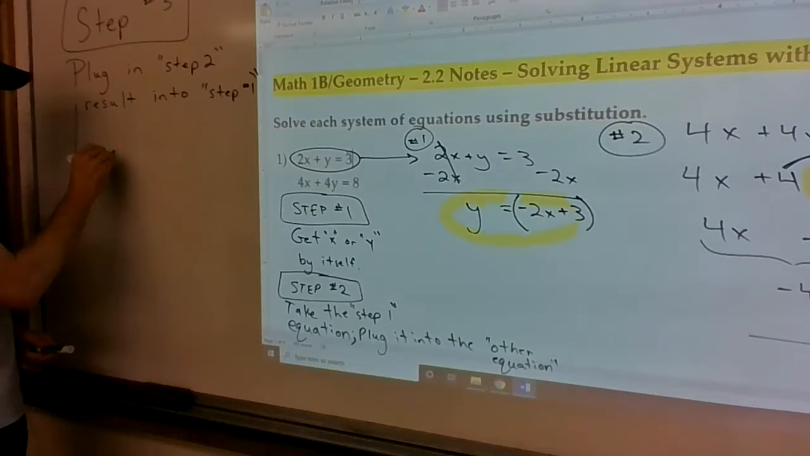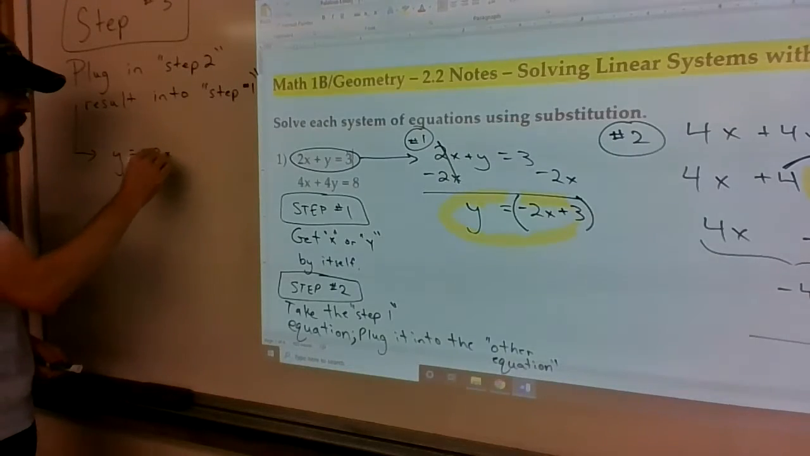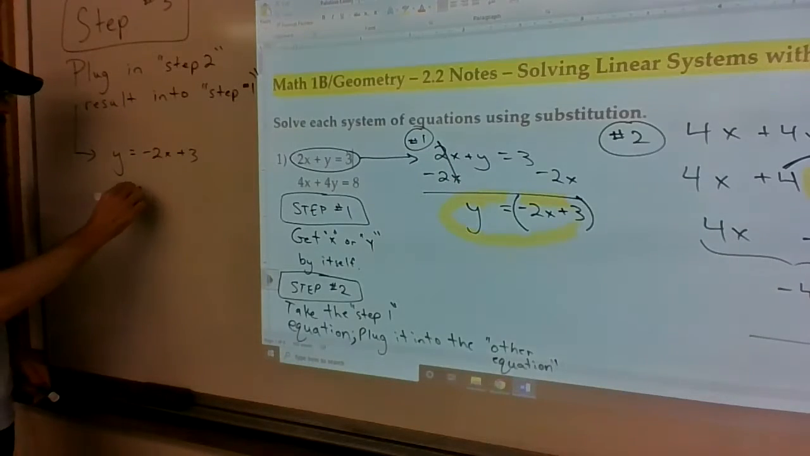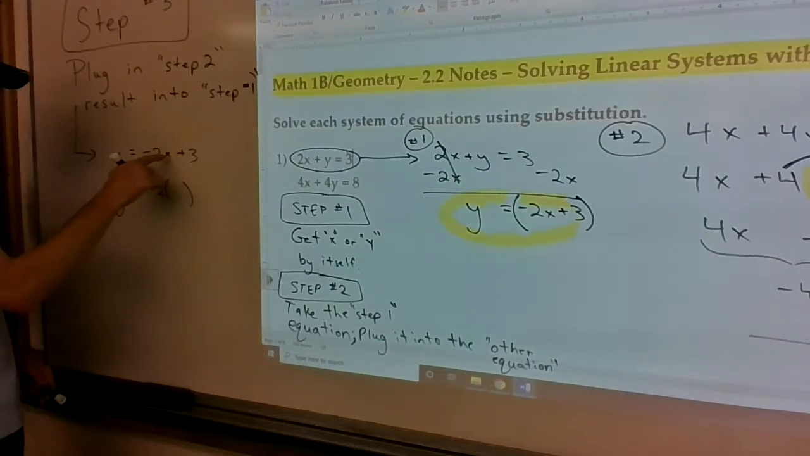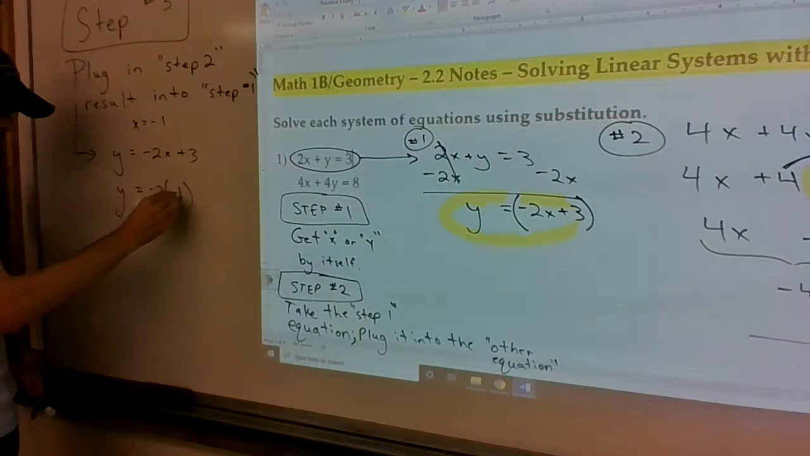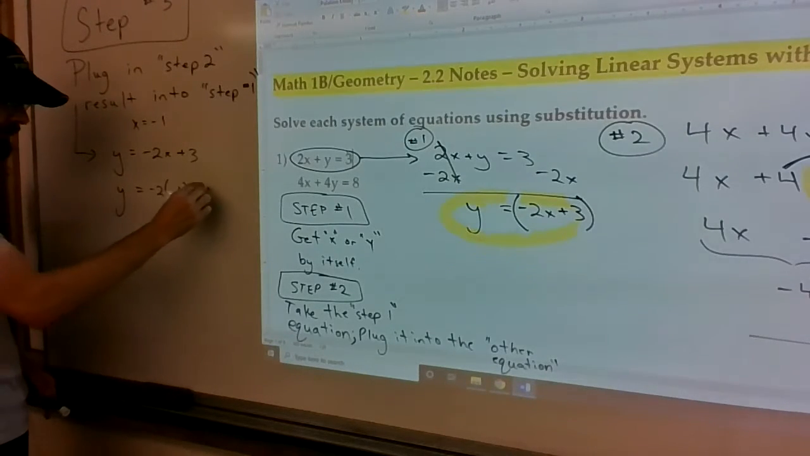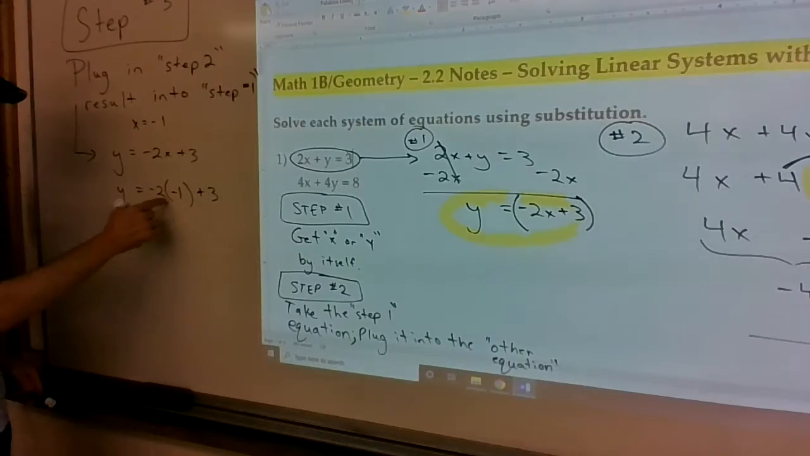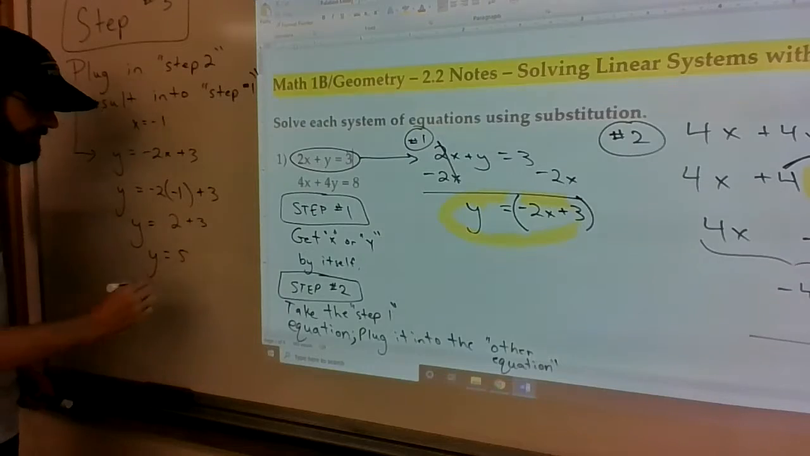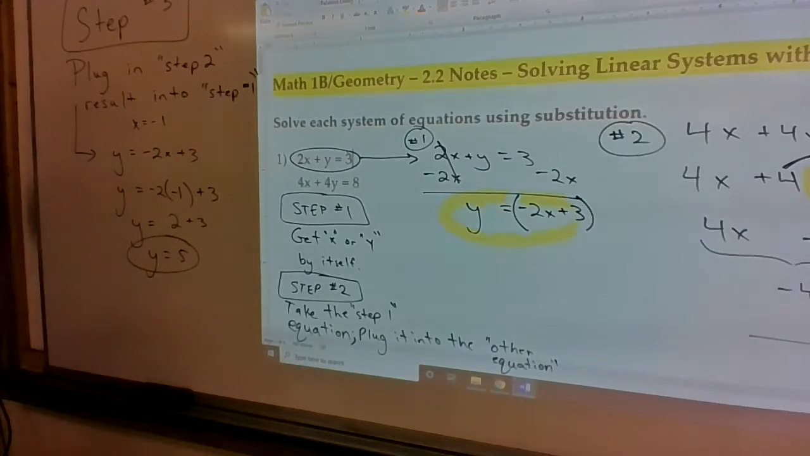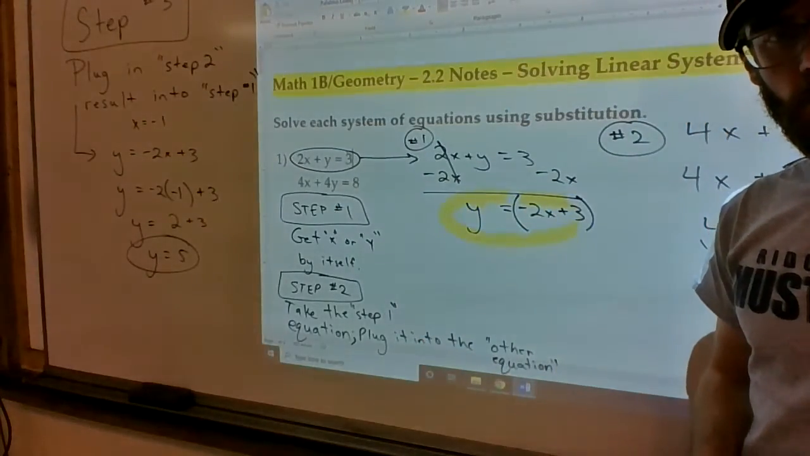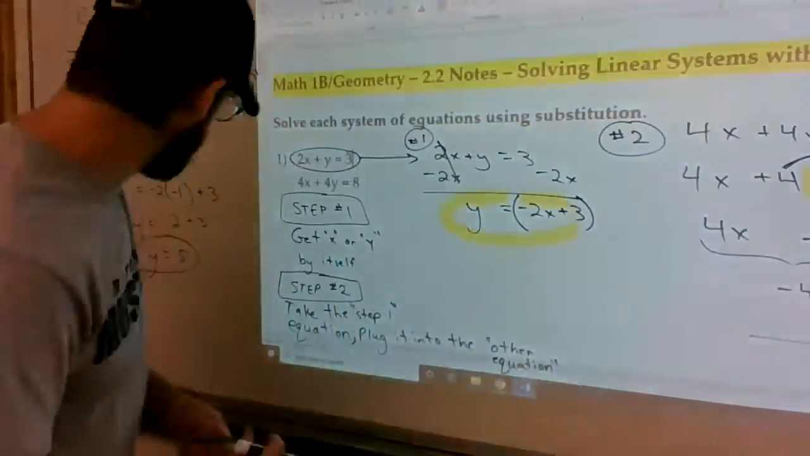So y equals negative 2x plus 3 is our step 1 equation. Instead of the x, I'm going to put x equals 1 in there. Negative 2 times 1 plus 3. So negative 2 times 1 is negative 2, and you get y equals 1. All right, step 4 is write it as an ordered pair.